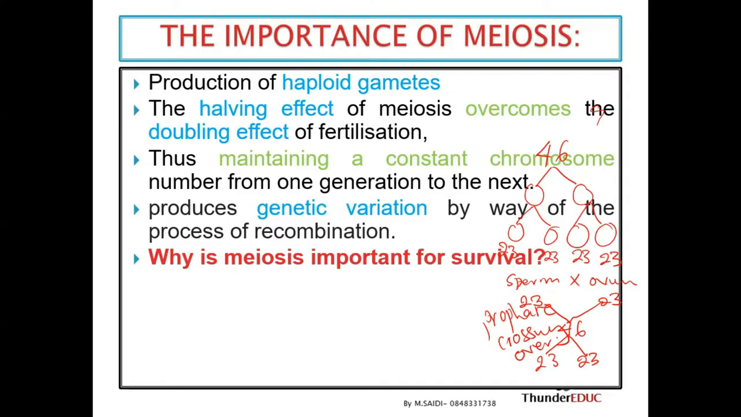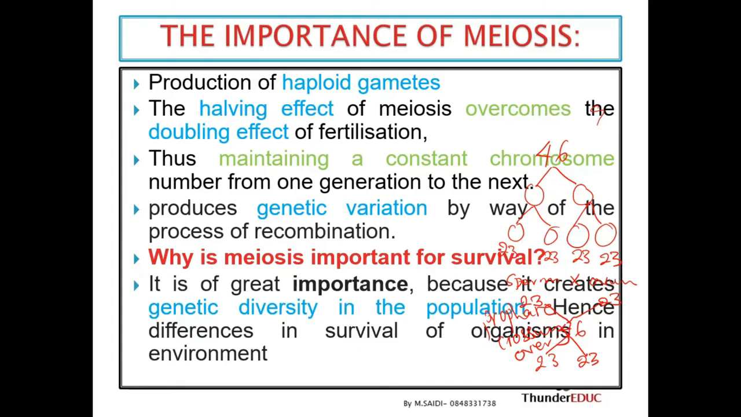Yes, if you can't survive, then it means that you have to migrate to the area where you can survive or where you can compete better. If you can't, then you die. You are wiped out. So the importance of meiosis is to bring about variation so that there is survival of these organisms in the population. It is of great importance because it creates genetic diversity in the population, hence difference in the survival of the organisms in the environment. So basically, it brings about survival.